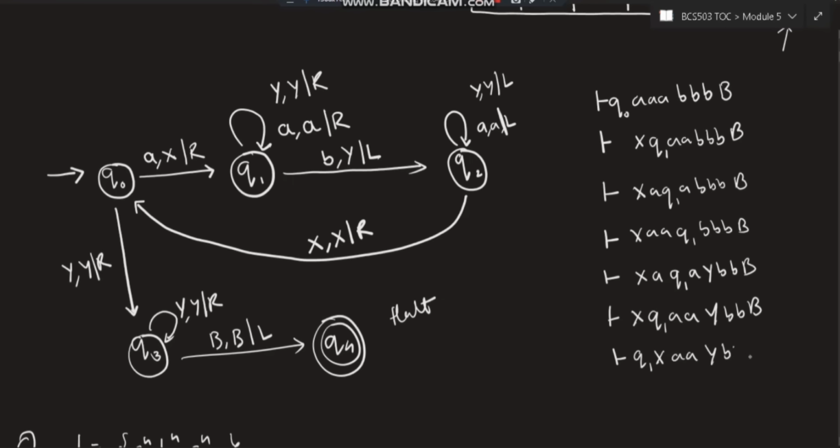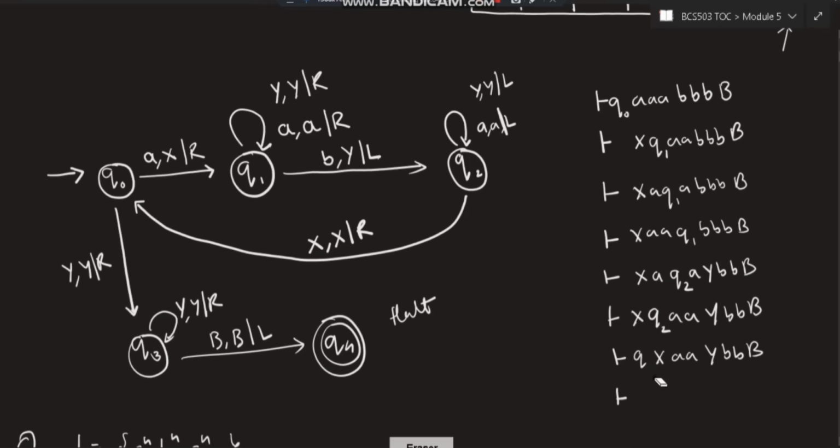Now Q1 on X? Sorry, not Q1. This is Q2, right? I forgot to change it here. When Q1 encounters B, it makes Q2. So I have to mark it as Q2 here. This is also Q2, and this is also Q2.